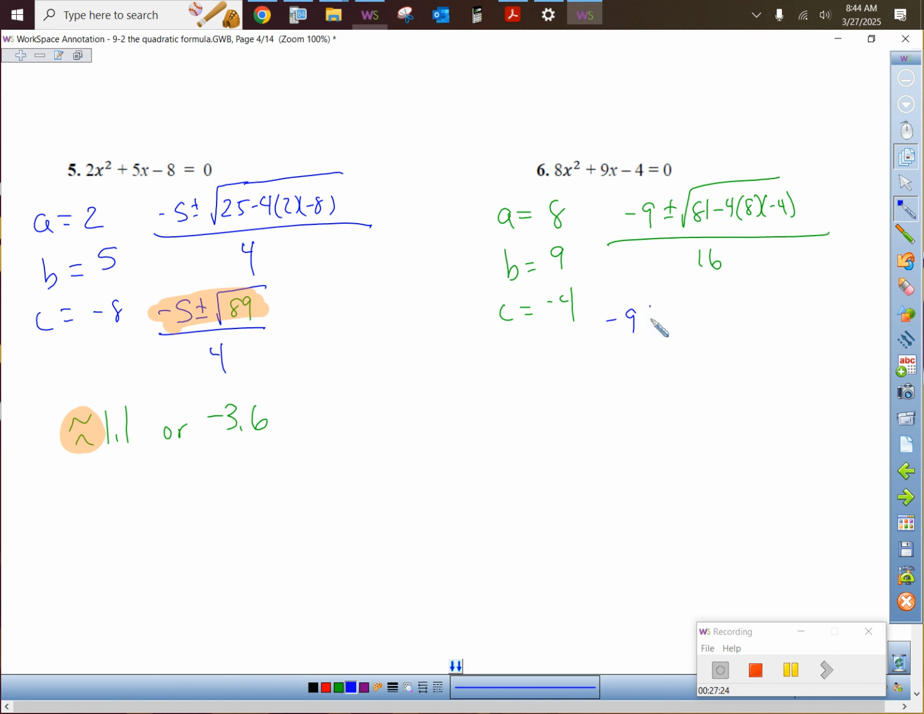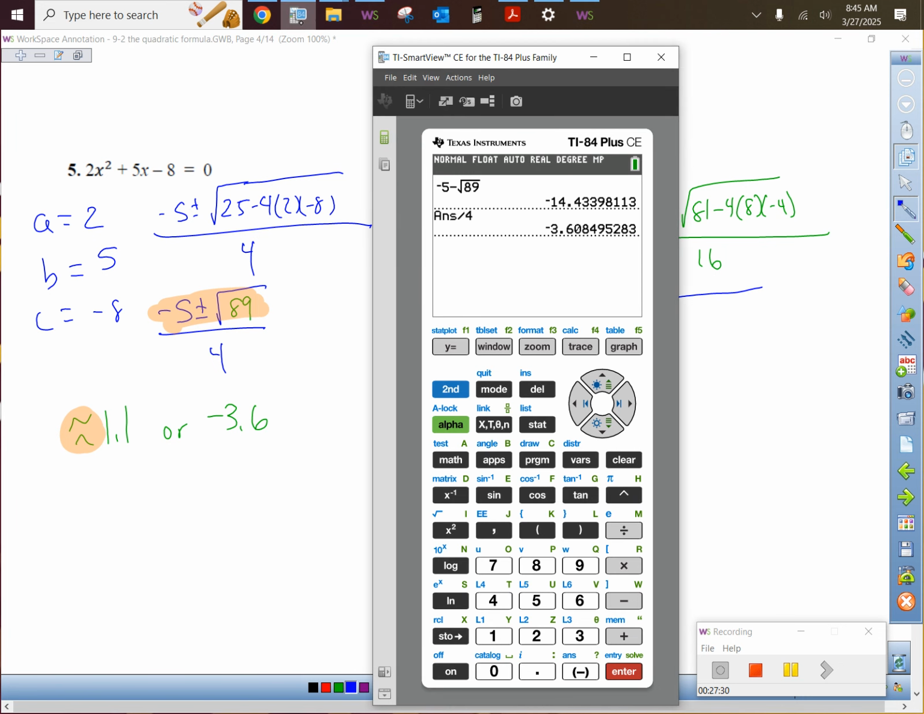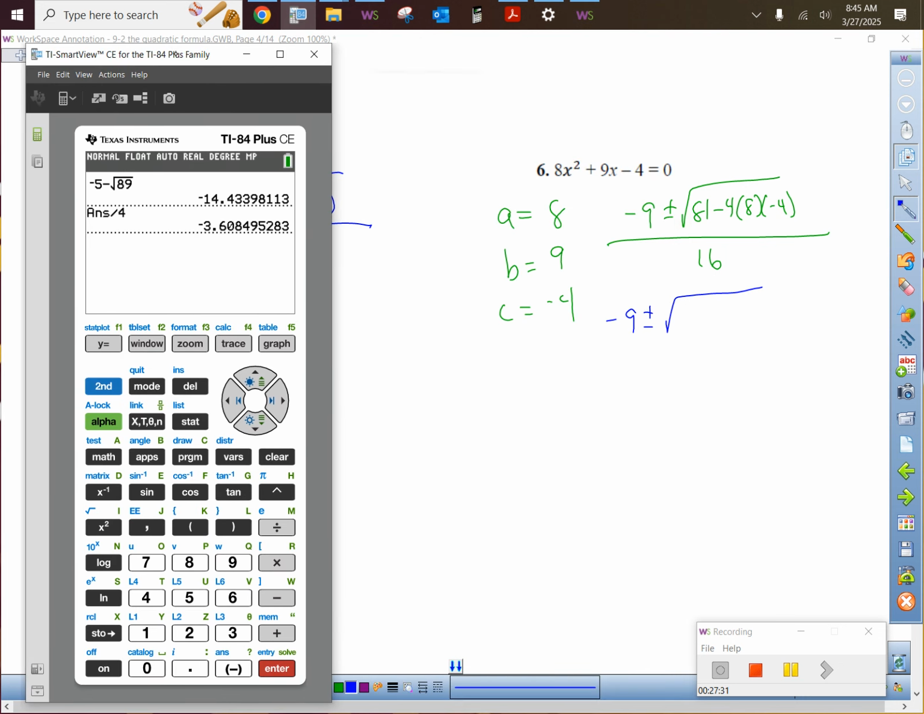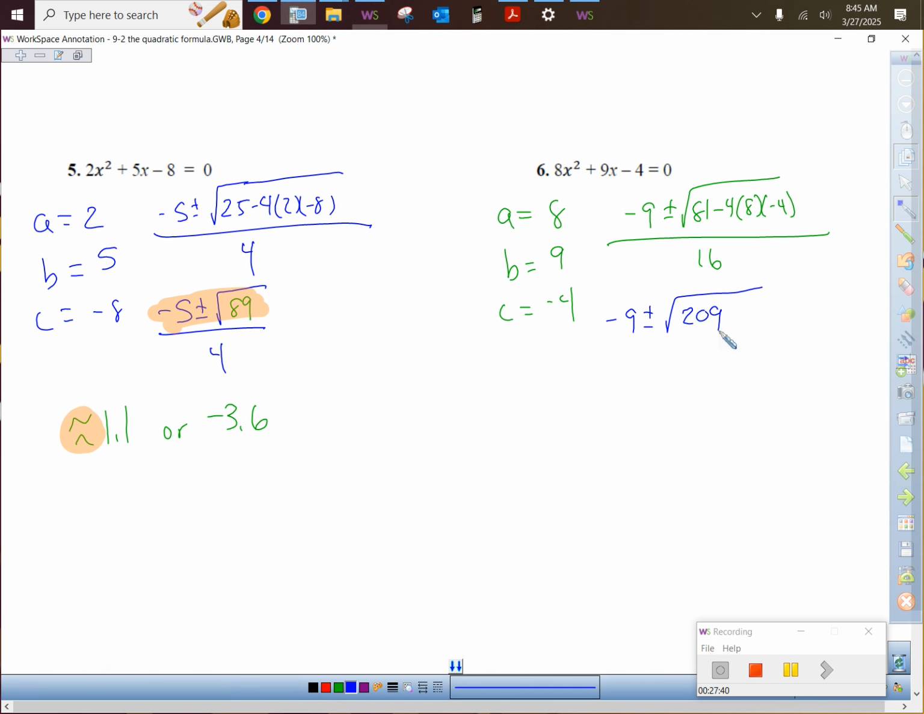Negative 9 plus or minus the square root of, got to punch all that in, so 81 minus 4 times 8 times negative 4. I'm going to save you guys time in video land. Check to see if you get the same number I got. I got 209. Is 209 a perfect square?